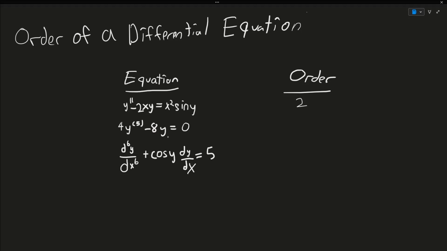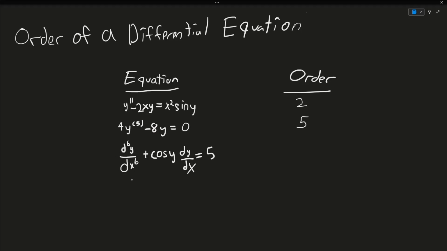So basically when we want to find order, we are looking for the highest derivative in this differential equation. Over here we have 4y to the fifth. This actually stands for derivative when we write it in parentheses. This is a derivative symbol. So the fifth derivative of y minus 8y equals 0. Since the highest derivative is 5, the differential equation's order will be 5.